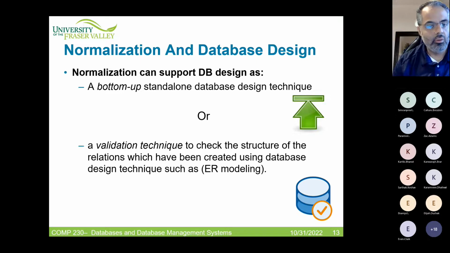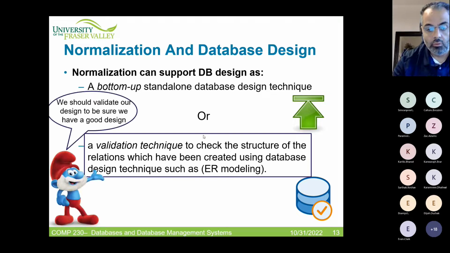Some people will consider normalization as a bottom-up, standalone database design technique, which means that you go from what you have already, up, or as a validation technique. I see it as a validation technique, which means that you finish your database, you have the relational schema, you have already implemented it, and data has been inserted, and now I need to validate to see if I have redundant data, yes or no. So as I said, we should validate our design to be sure that we have a good design in this case.